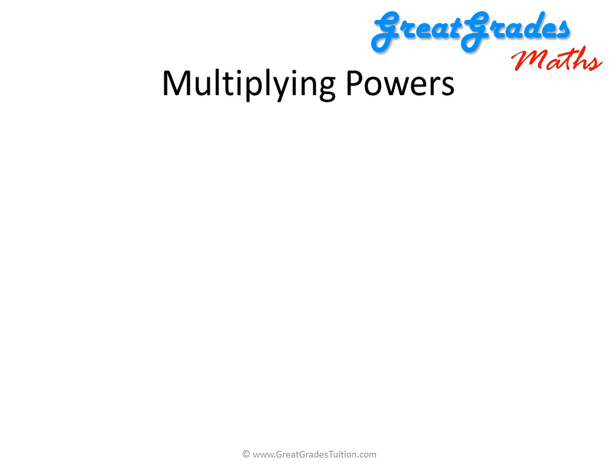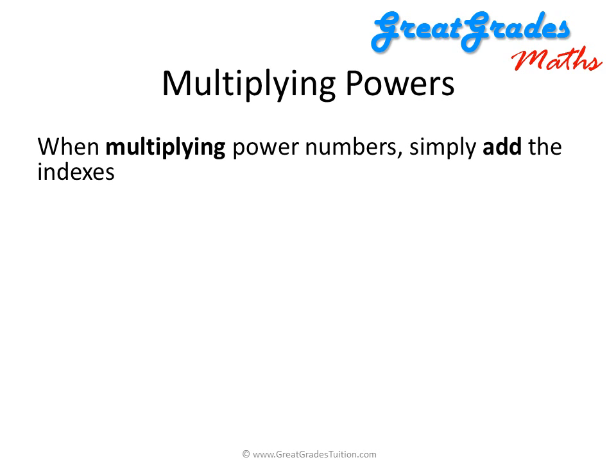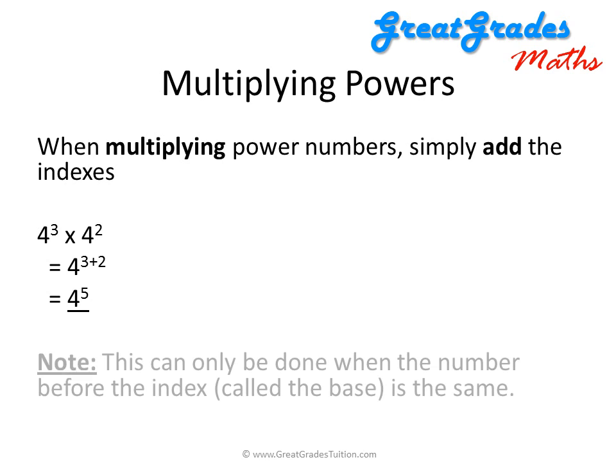So first of all, let's look at how we can multiply powers together. When we're multiplying power numbers, all we have to do is add the indexes together. So let's try this example, 4 cubed times 4 squared. How do we do that? Well, all we have to do, we said, is add the indexes together. So we have 3 plus 2, which gives us 5. So the answer is 4 to the power of 5.